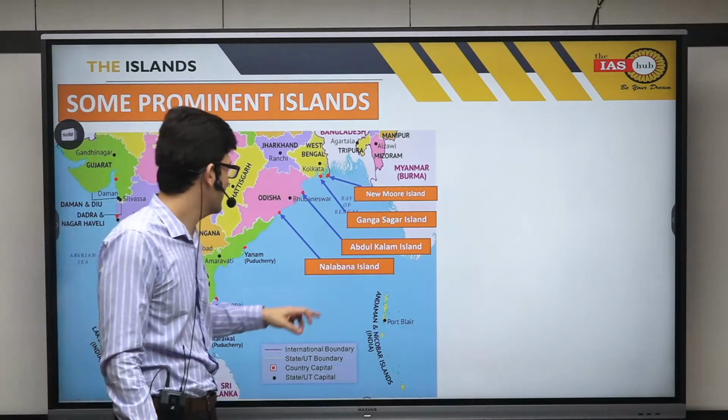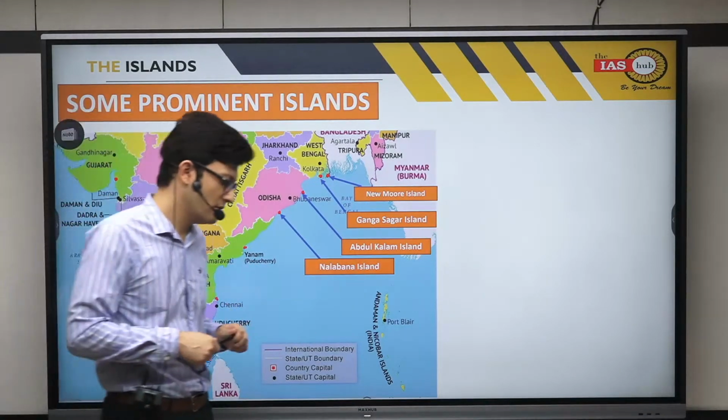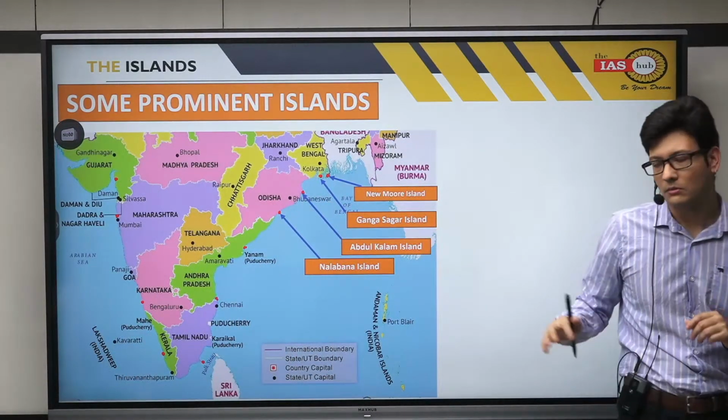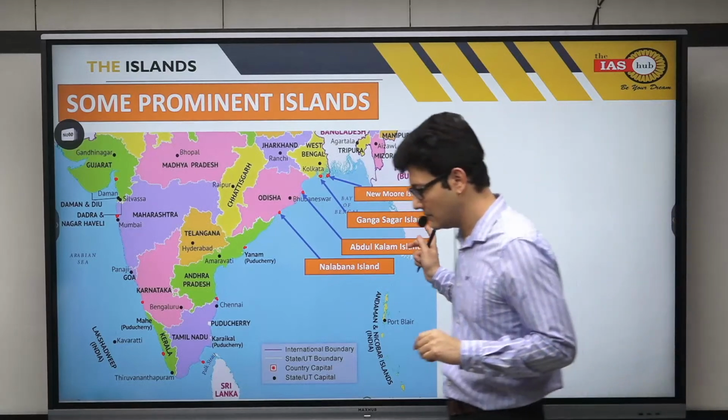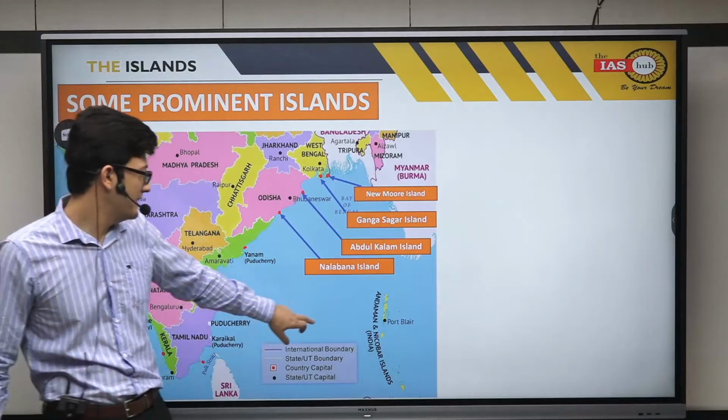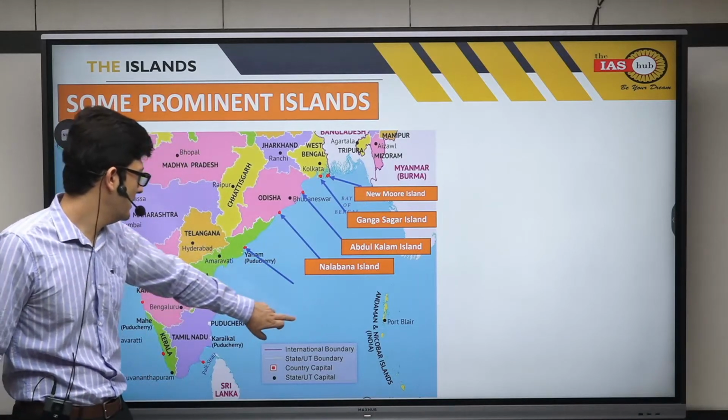Then we have Nalban Island. Nalban Island is also in the Odisha region. It is famous for Nalban Bird Sanctuary. Many migratory birds visit this place every year.